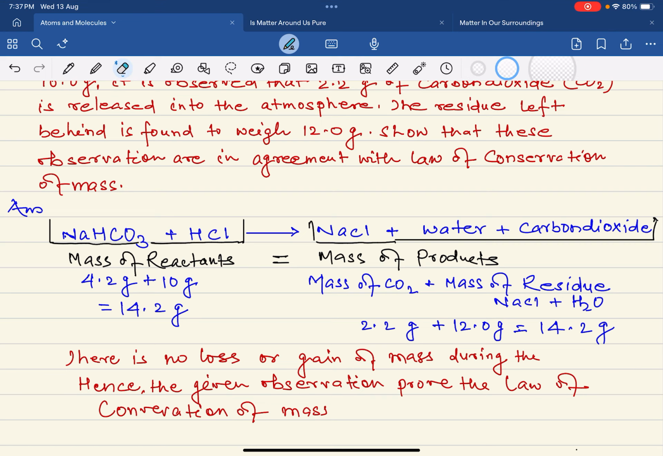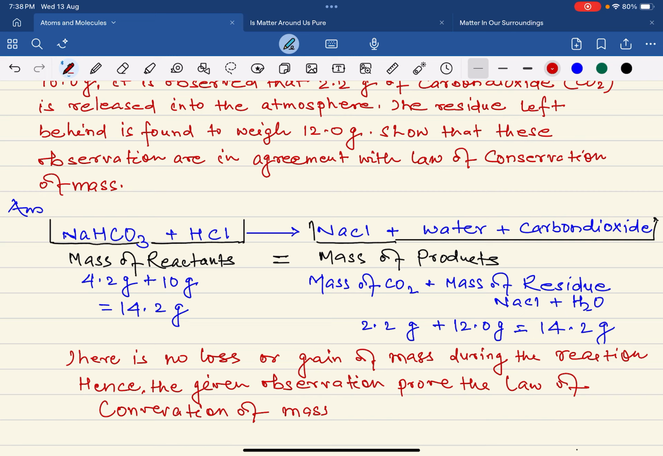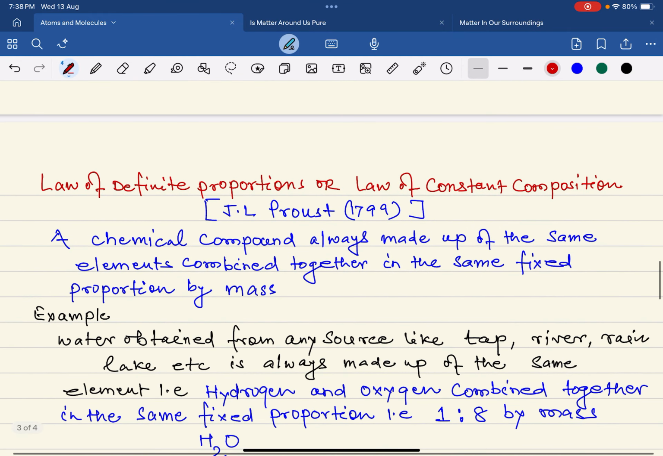Hence the given observation proves the law of conservation of mass. So, again I am going to explain. Law of conservation of mass means mass of reactant must be equal to mass of product.